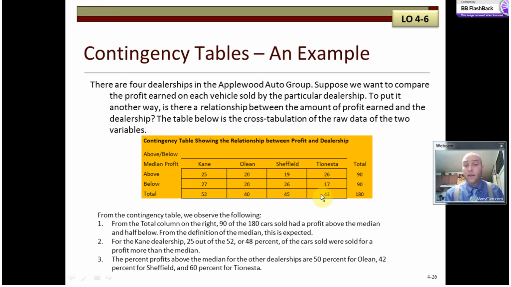Whereas Sheffield here may have a higher volume than Tianesta and Olean, but that's because they're selling cars for less, generally speaking, than what their fellow car dealers are selling for. They've sold more cars than Olean, but most of those below the median. In fact, Olean sold fewer cars total, but more cars for more profit. So maybe we can say they're more efficient or they can get more out of the resources than the other ones.